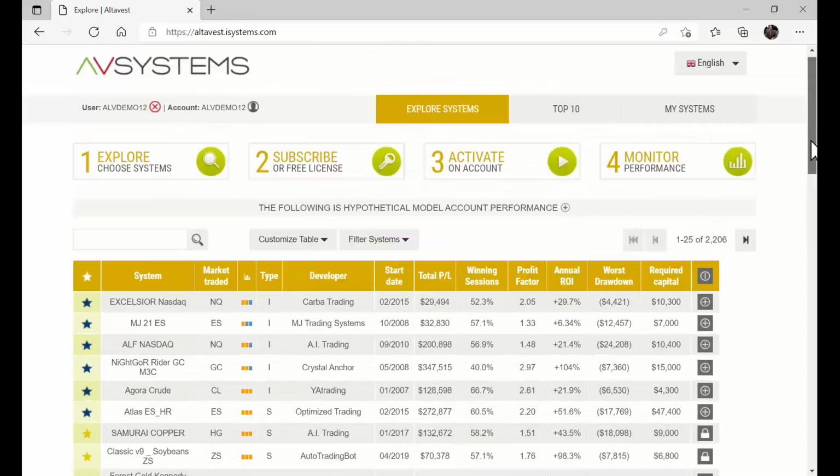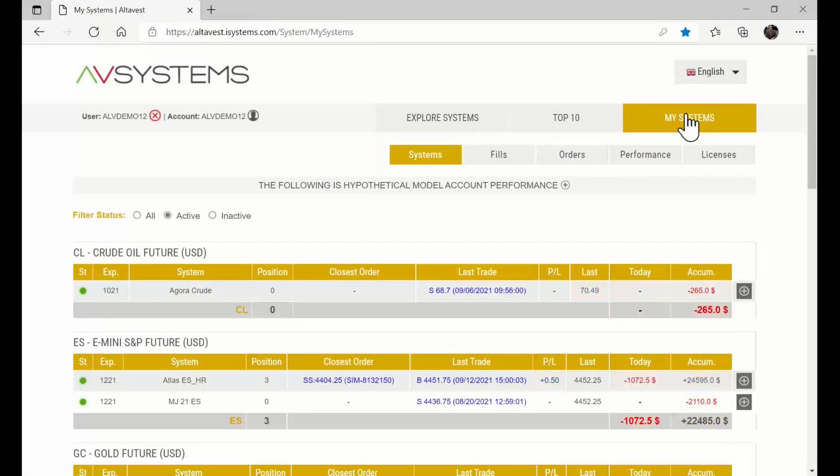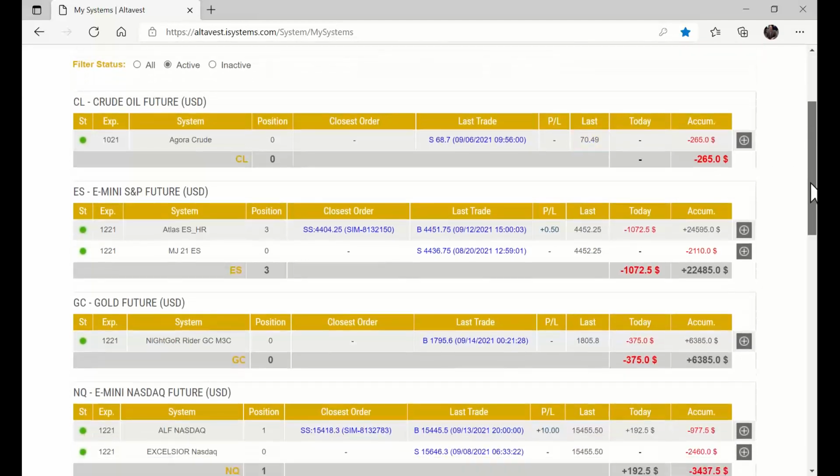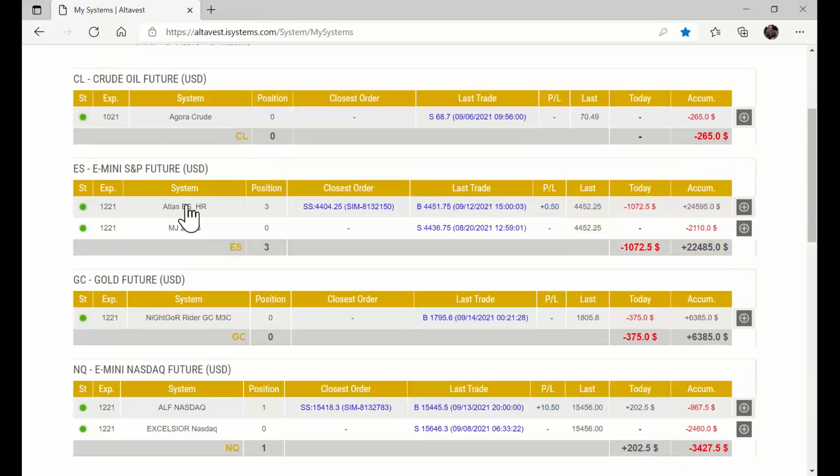And here's what happens. Once you activate a system, the next step is monitor performance. You simply go to My Systems, and you can see some of the systems that are live and active in this demo account. Here's a crude oil system, 2 E-mini S&Ps, here's gold, and here's a couple of mini NASDAQs. You'll notice, for example, this crude oil system has accumulated losses of 265, no trading today, and no position.